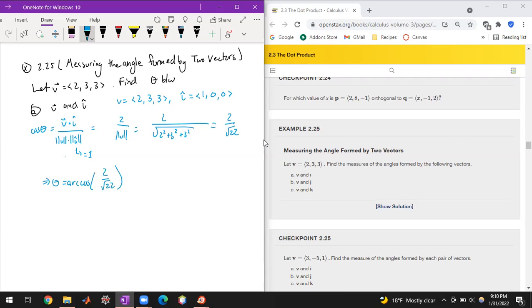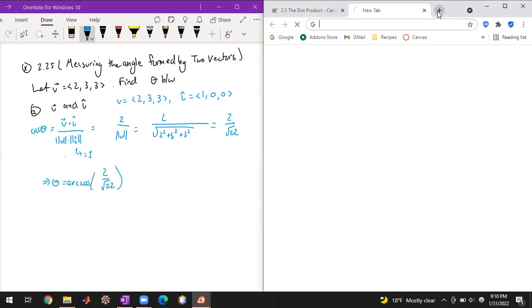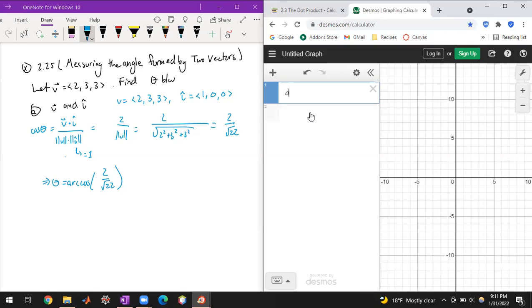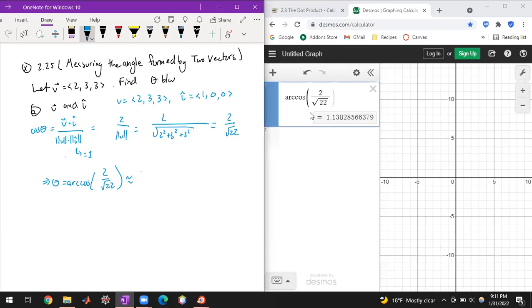So the angle itself is arc cosine of this. If we were to bother to find it explicitly, I'm going to use Desmos to do this. I think it's a pretty nifty tool, especially in this aspect. I'm interested in arc cosine of 2 divided by the square root of 22, and this final answer is in radians. So we're getting approximately 1.13 radians. All right, let's move back to our text.